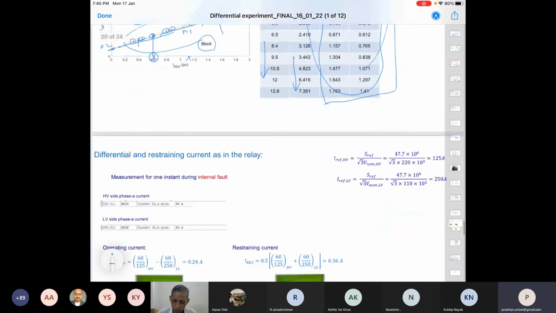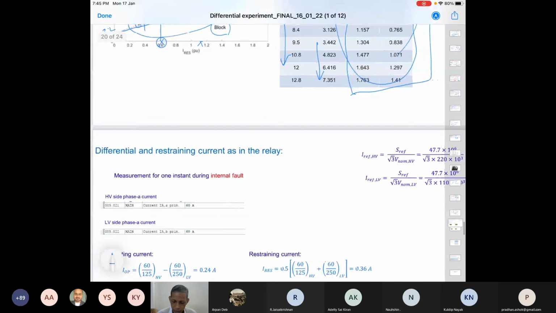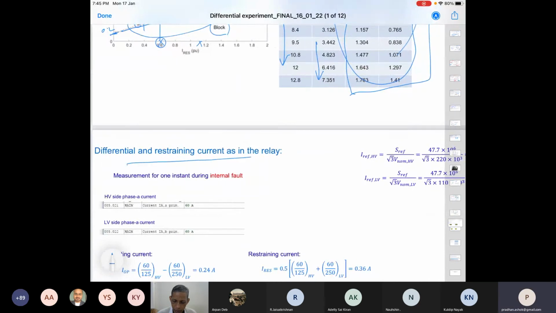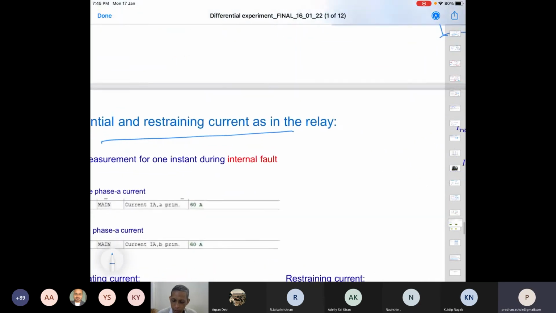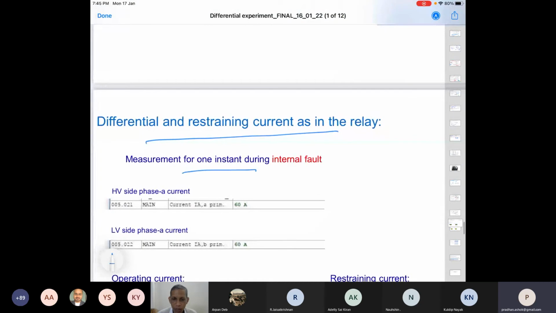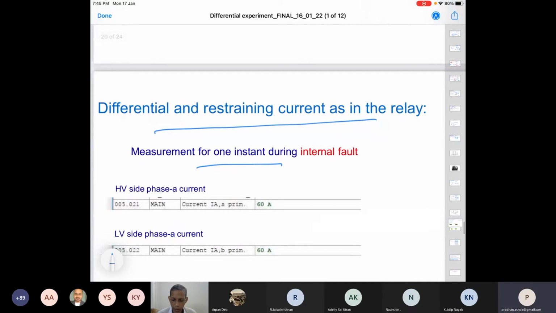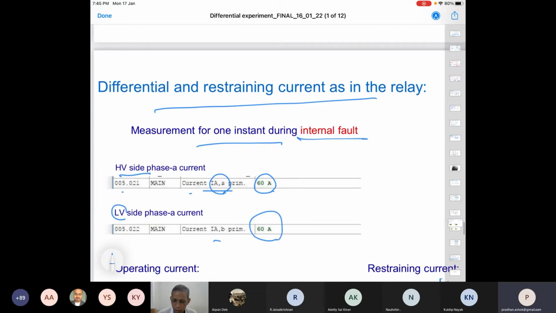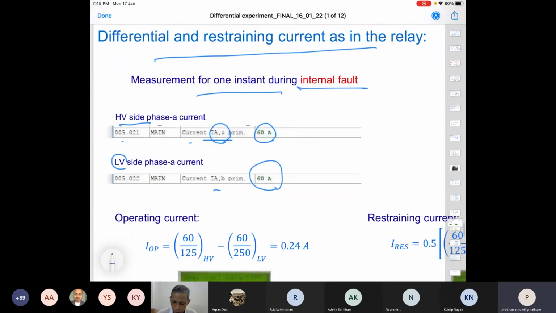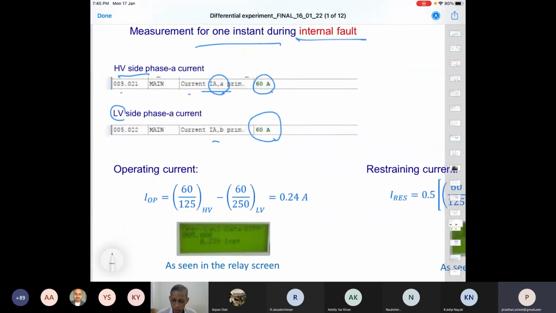Fine. So I have the differential and restraining current in the relay. During one instant of time, I would like to show how the relay data appears. This is the relay data on the relay screen for an internal fault case. On the high voltage side, it shows the main current IA, primary side phase A current, 60 ampere. The LV side also shows 60 ampere because the CT ratio is properly shifted, so both sides set the current.